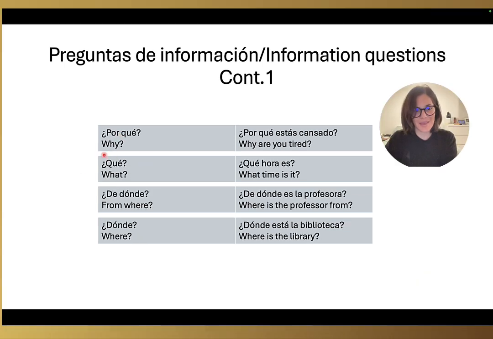¿Qué hora es? What time is it? You guys know it, right? ¿De dónde? From where? ¿De dónde es la profesora? Where is the professor from? ¿Dónde? Where? ¿Dónde está la biblioteca? Where is the library?